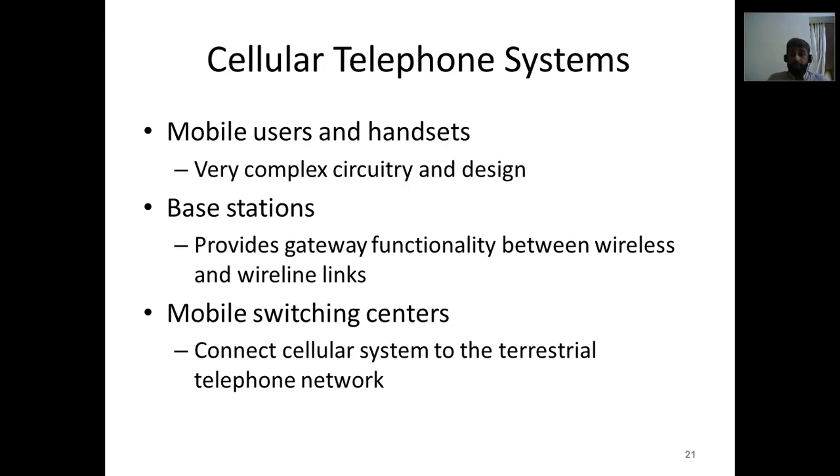Base stations are the gateways for the cellular telephone system, because at the front side they are connected to the mobile equipment, providing the wireless connectivity. So at one end it has wireless connectivity with the mobile equipment, and at the other end it is connected with a wireline link to the mobile switching centers. So the back end of the base station is connected with the mobile switching centers, and eventually it has to provide connectivity with the MSCs as well.